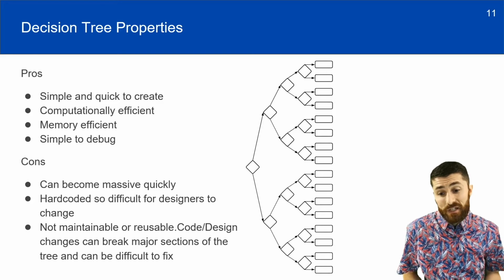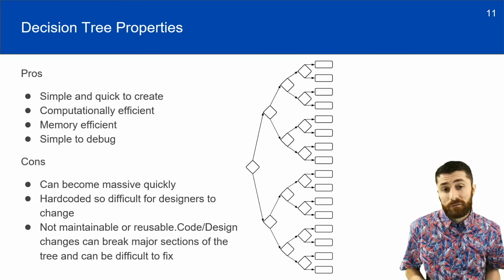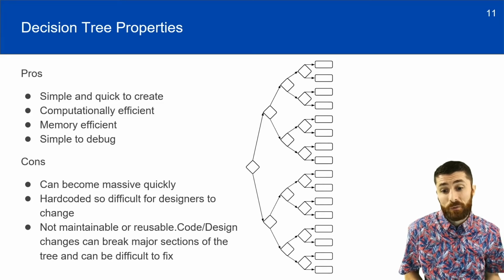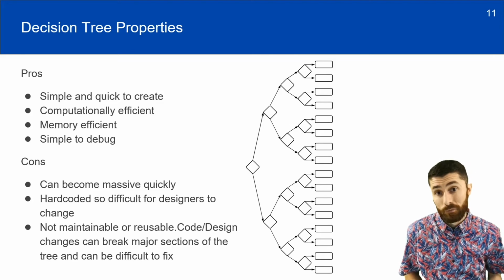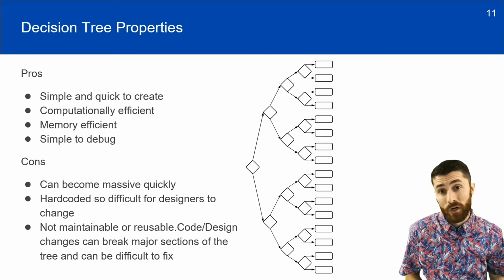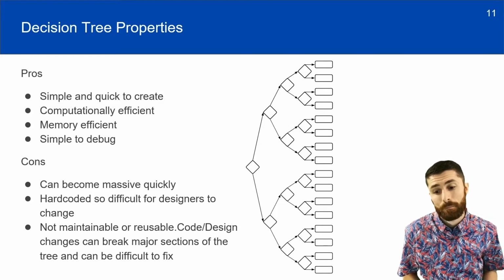The biggest downside, I guess, is that they're hard-coded. So this means it's difficult for designers to actually change these. If they want something changed, they have to ask the programmer in order to do that, and therefore the programmer has to spend time working out what the designer wants and translating that into the actual tree itself, which is quite a time-consuming process.